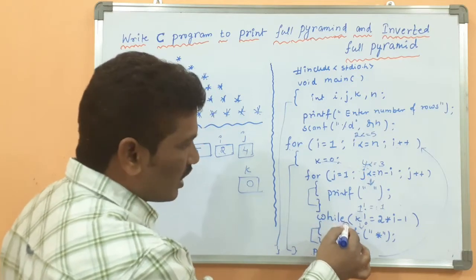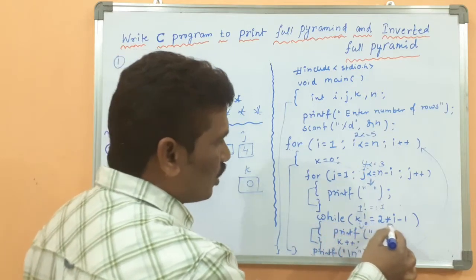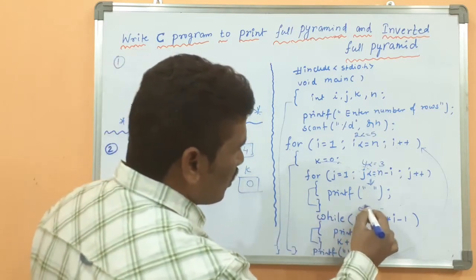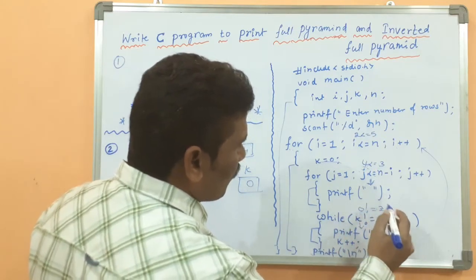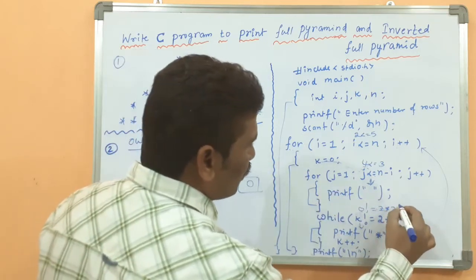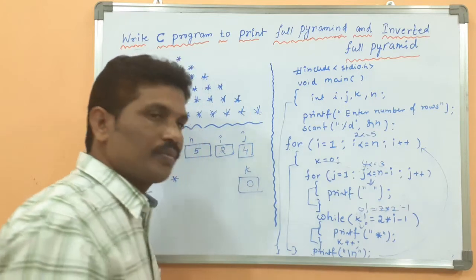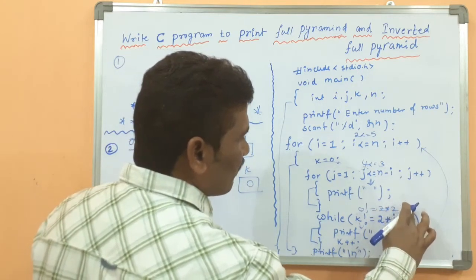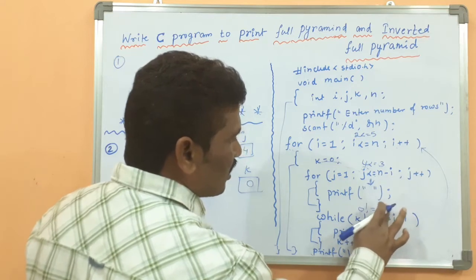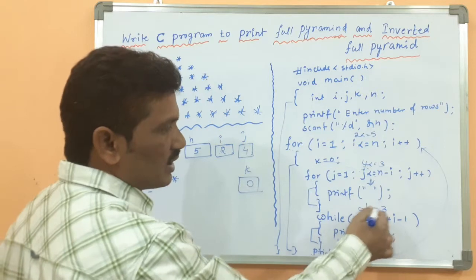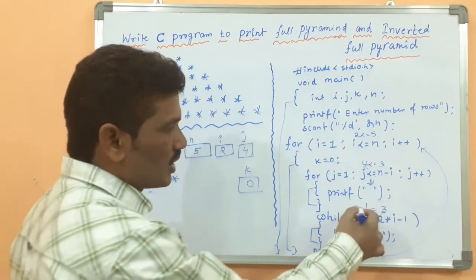Then the control comes to here. k not equal to 2i minus 1. What is the k value? The k value is 0. 0 not equal to 2 into the I value. The I value is 2, so 2 into 2 is 4, minus 1. What is the value? 3. The expression value returns 3. Is 0 not equal to 3 true or false? Yes, it returns true.